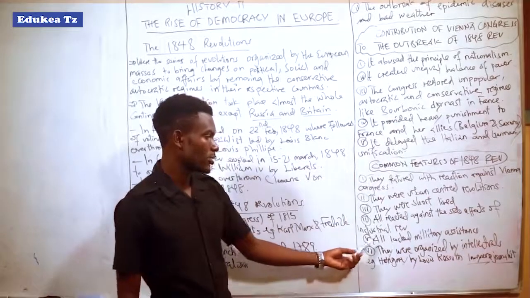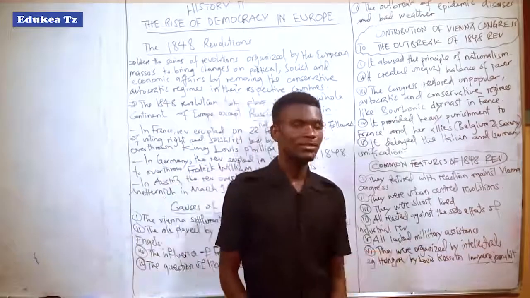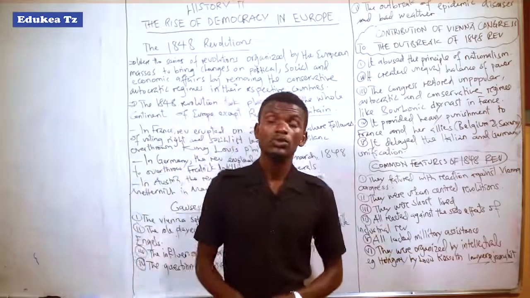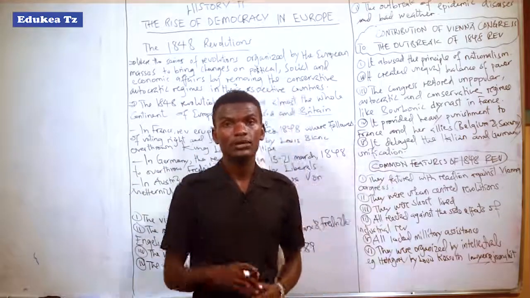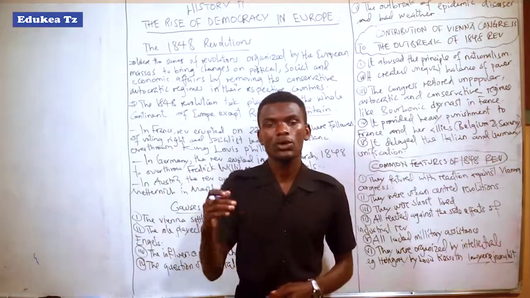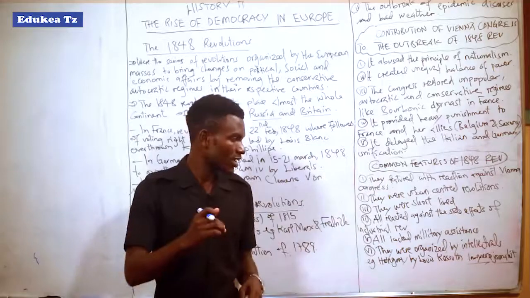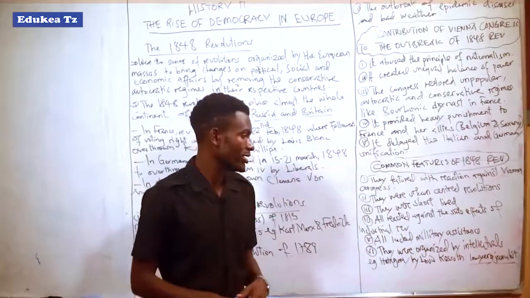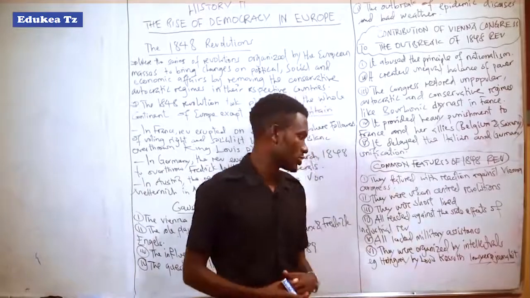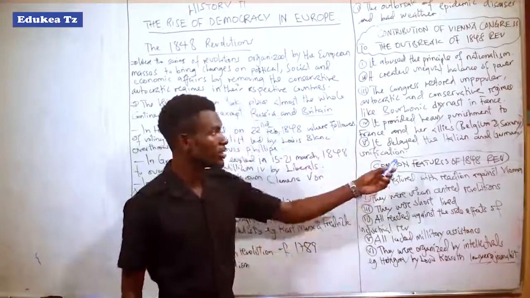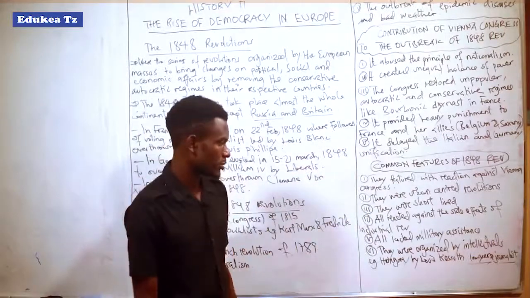Another feature was that all lacked military assistance. This was because all revolutions occurred at the same time, so no country could go and assist its fellow, because every country was continuing with its own revolution. So military assistance was lacking during those revolutions.